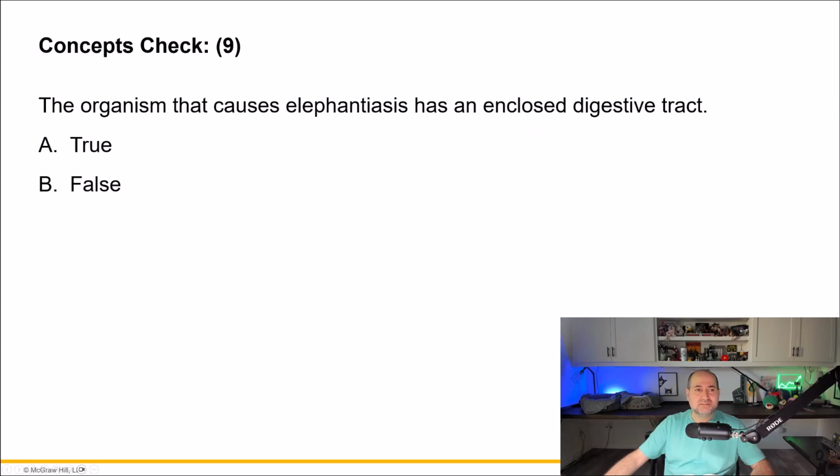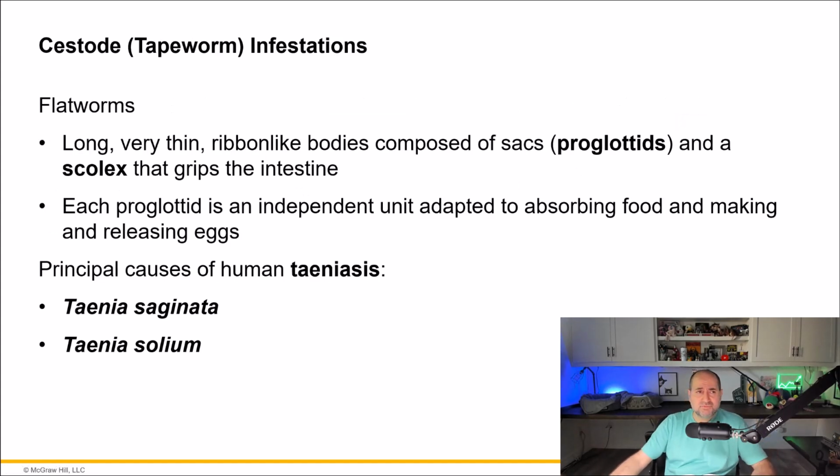And concept check number 9. The organism that causes elephantiasis has an enclosed digestive tract. That is true. And then the last type of worm, remember, it's another type of flatworm or platyhelminthes called cestodes.